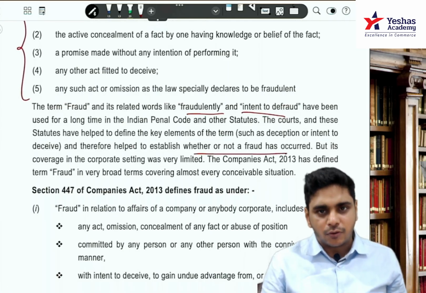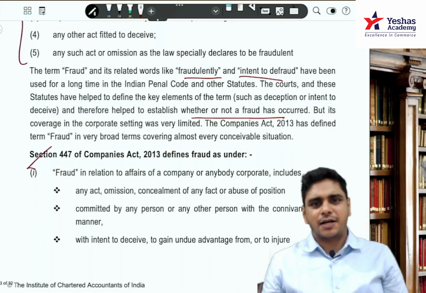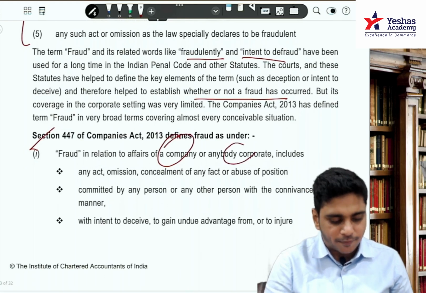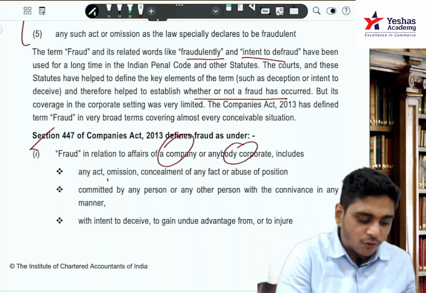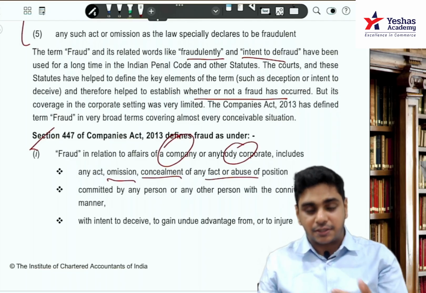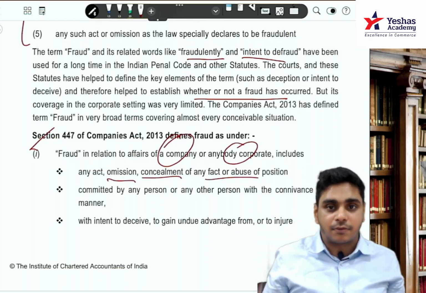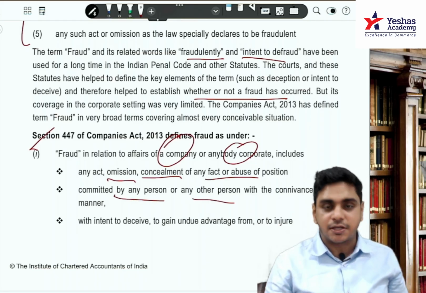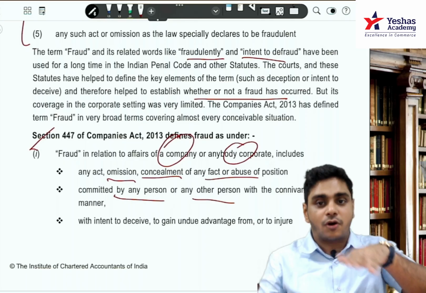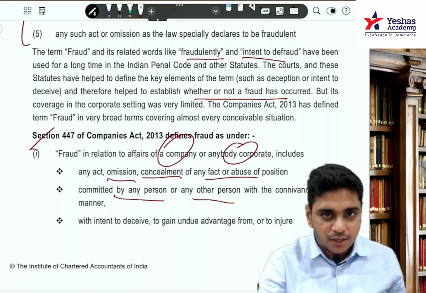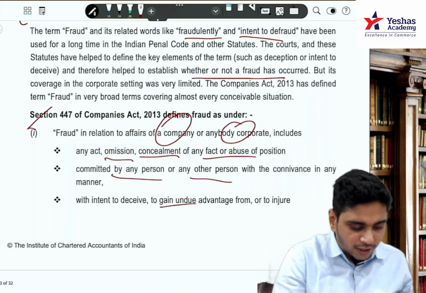Now this is the definition of fraud under the Companies Act. Fraud basically means, in affairs of a company, if a company or a body corporate is doing a fraud, it includes any act, omission, concealment of any fact, or abuse of position. So directors are hiding something. Directors have omitted to present something in the financial statement. It is a fraud, committed by any person or any other person with connivance in any manner. Either one director has done it or four or five directors together have done it. That is called consent, connivance with other persons, with intent to deceive or to gain undue advantage.